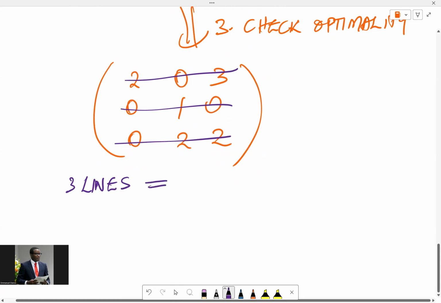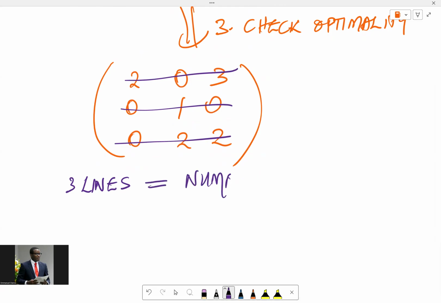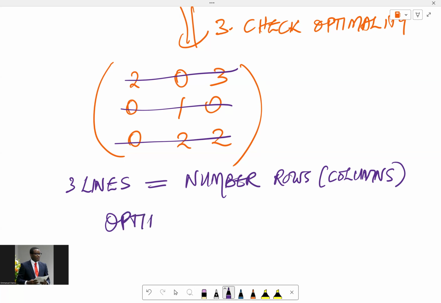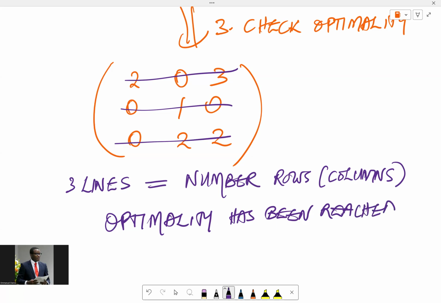3 lines is equal to the number of rows, and here we have 3 rows and 3 columns. So you have 3 men and 3 women. So 3 lines is equal to the number of rows, which is the same as the number of columns. Since the minimum number of lines you can get is equal to the number of rows or columns, we can say optimality has been reached. If the minimum number of lines is not equal to the number of rows and columns, then optimality has not been reached. So optimality has been reached.